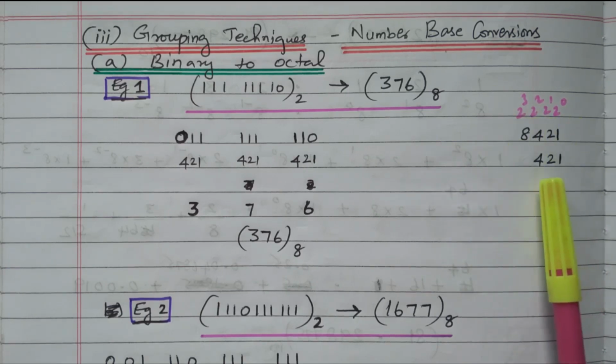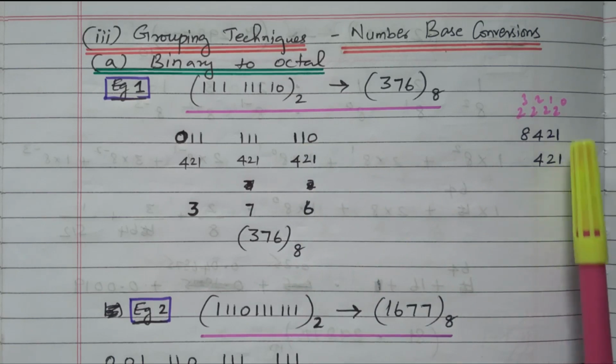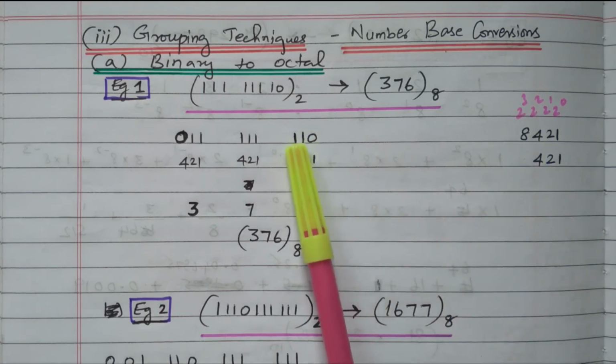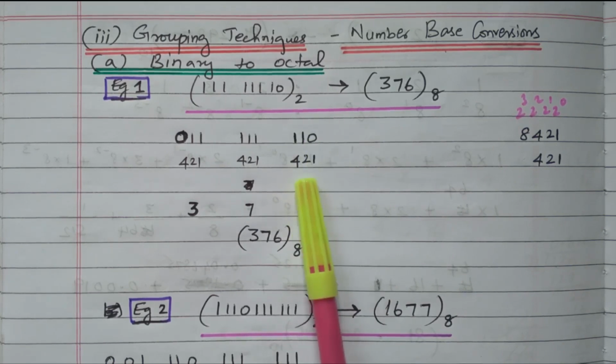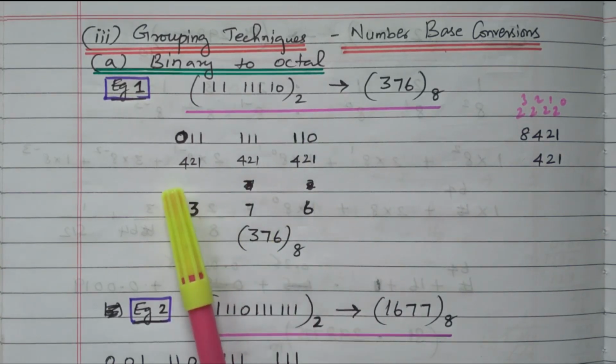But here it is octal, so we only need 4 2 1. In hexadecimal we can use the weightage 8421. For octal we need to use 4 2 1 because only 3 digits are available. This 4 2 1 comes from the weightage 2 to the power 0, 1, 2. So the binary number should be multiplied with the corresponding digits of 4 2 1. Similarly for this 4 2 1, and this 4 2 1.